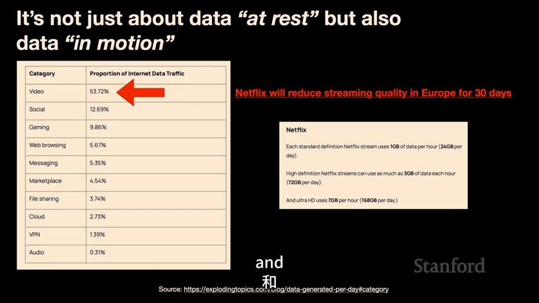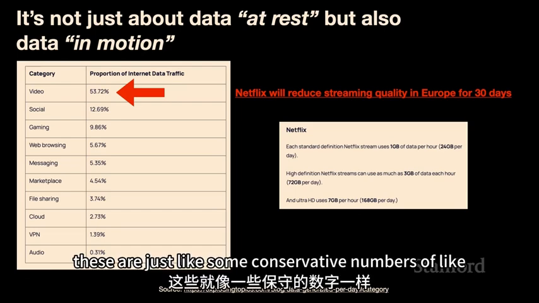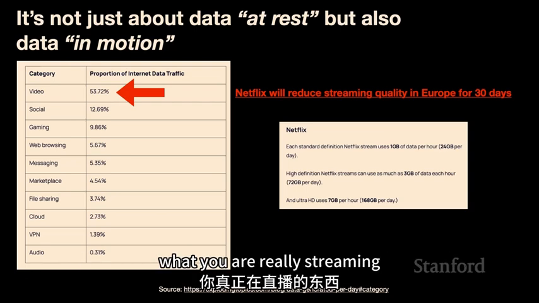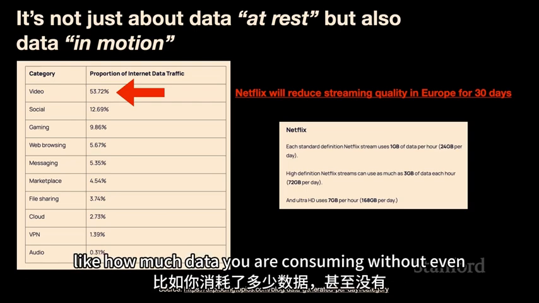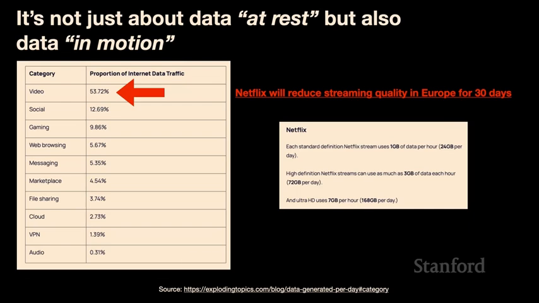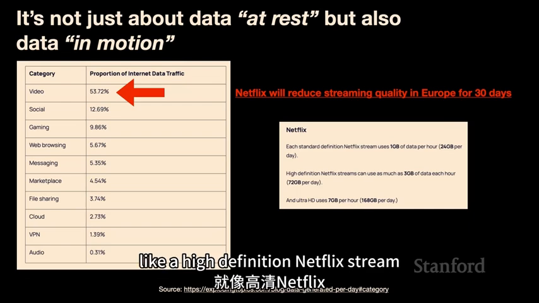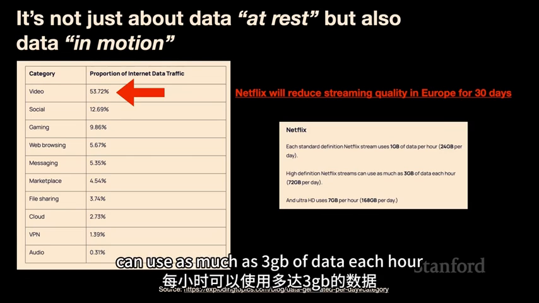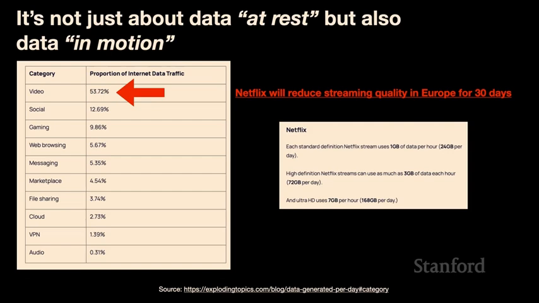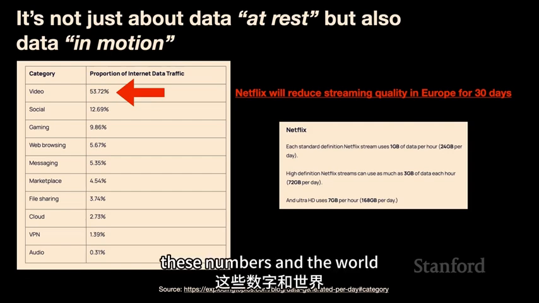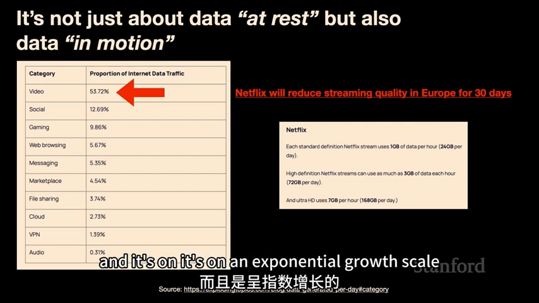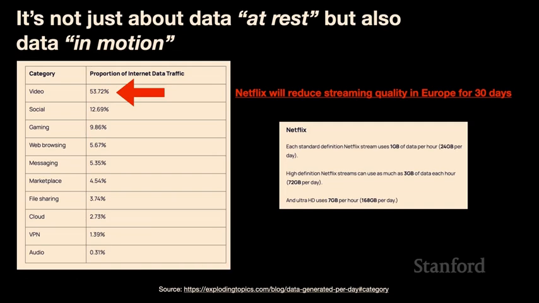Right? And again, these are just some conservative numbers of what you are really streaming when you are watching your favorite show, how much data you are consuming without even thinking twice about it. Right? So if you just look at these numbers, a high definition Netflix stream can use as much as 3 GB of data each hour. Okay? These numbers and the world in which we live are unprecedented, and it's on an exponential growth scale with respect to data. Great.